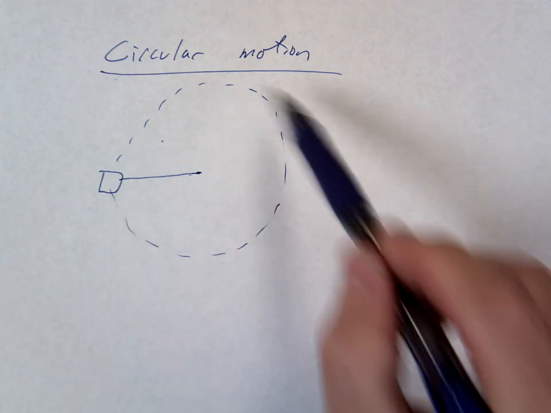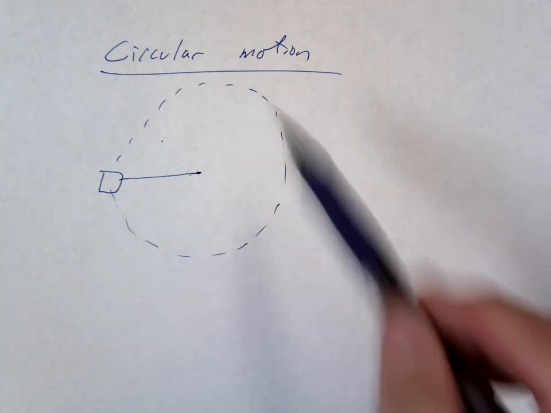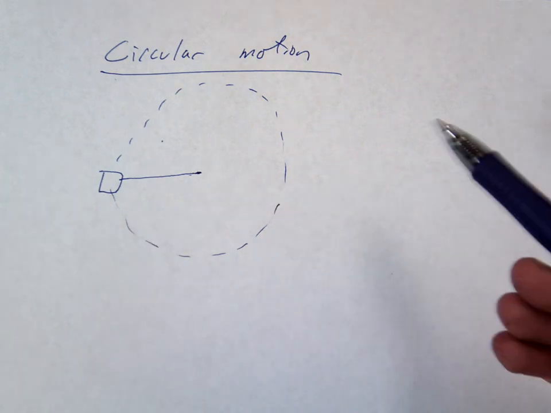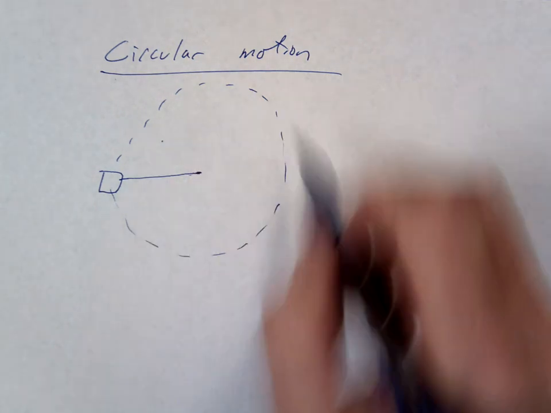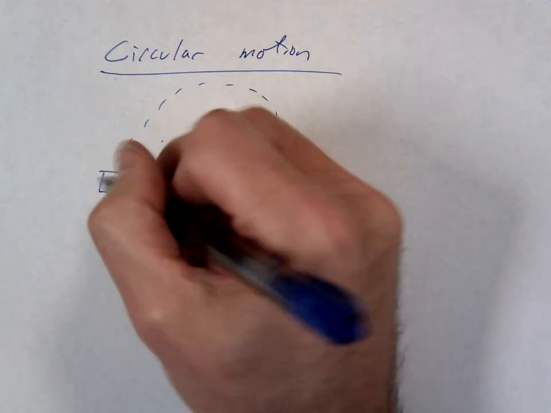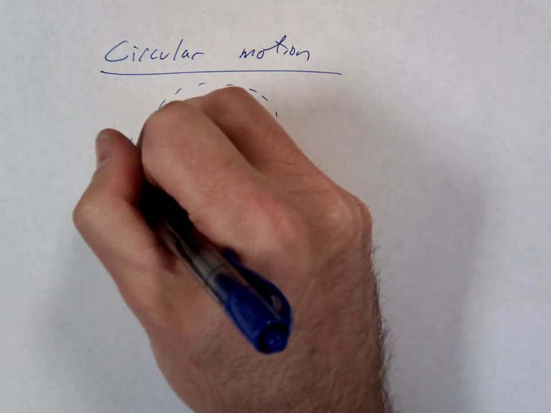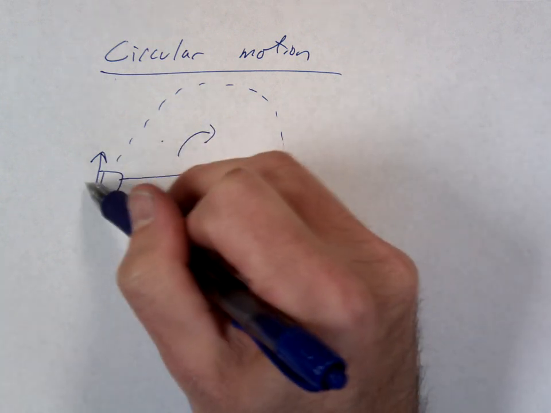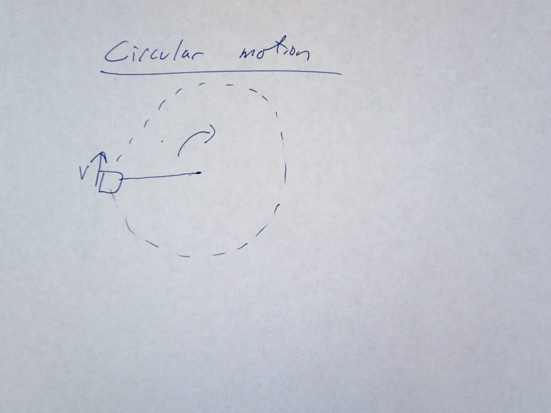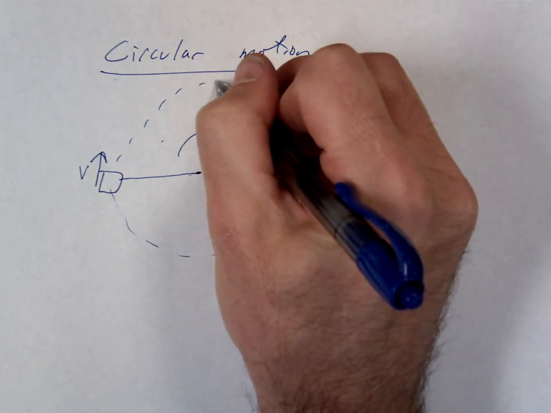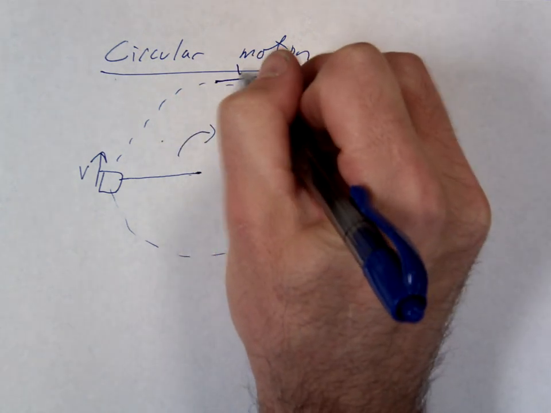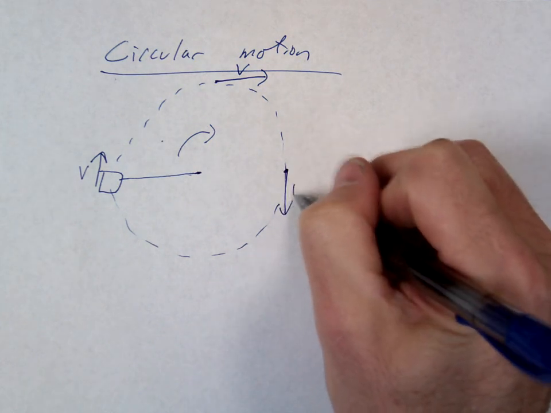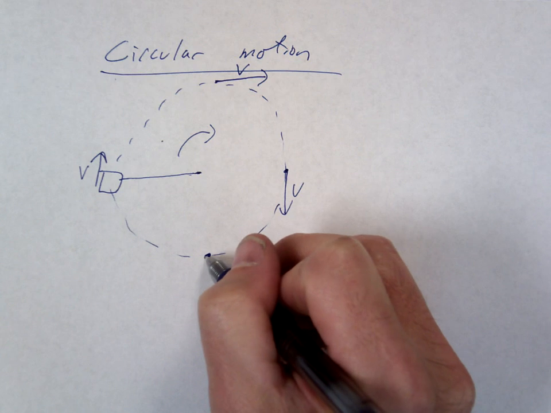Alright, so we have our stopper moving around in a circle, so that's considered circular motion. One of the things we want to look at is the velocity. Let's say this is moving around at a constant speed. Even though it's moving at a constant speed, notice that at this location, going clockwise, our velocity is pointed north. At this location, our velocity is pointed east. At this location it's pointed south. And right here it's pointed west.